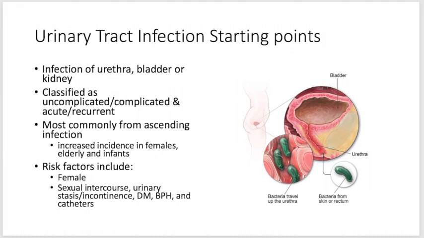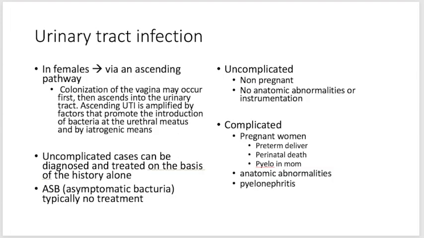Urinary tract infection, infection of the urethra, bladder, or kidney, uncomplicated, complicated, acute versus recurrent. And it is from the ascending infection, with increased incidence in females because we have a short urethra, elderly and infants, and risk factors are related to being female, and then sexual intercourse, urinary stasis, incontinence, diabetes, BPH, and catheters. The way that we classify complicated versus uncomplicated: uncomplicated is non-pregnant, no anatomical abnormalities. Pretty much anybody who's pregnant, with anatomic abnormalities, pyelonephritis, and men we also consider complicated because men do not get urinary tract infections very easily.